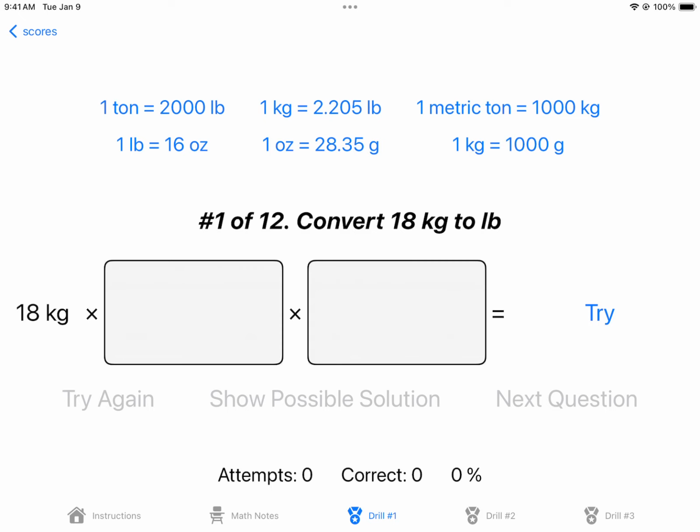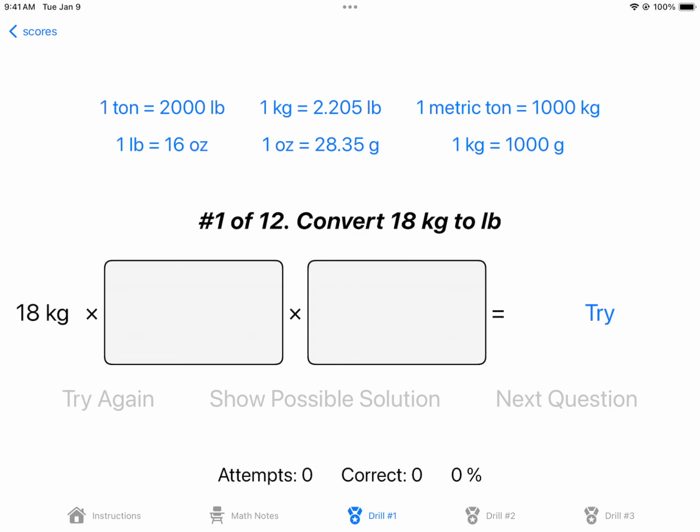So what's this? Well, this first drill has tons, pounds, ounces, grams, metric tons, kilograms, that kind of stuff. So it's weights. This is the weights drill. You're going to practice converting weights by using unit cancellation. We're starting with 18 kilograms. We're trying to get to pounds. Now the 2 little bubbles here say that you may take up to 2 steps. You won't necessarily need 2 steps. In fact, in this one, I don't need 2 steps.